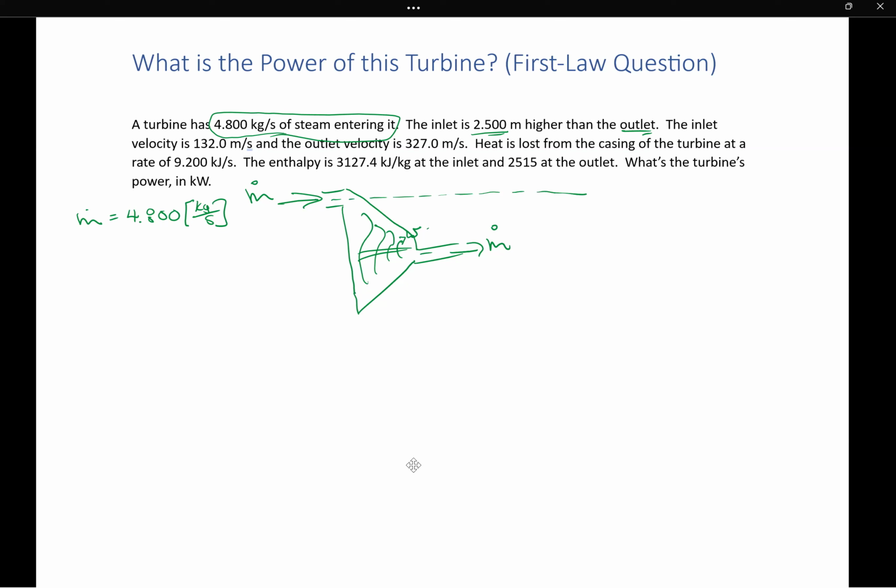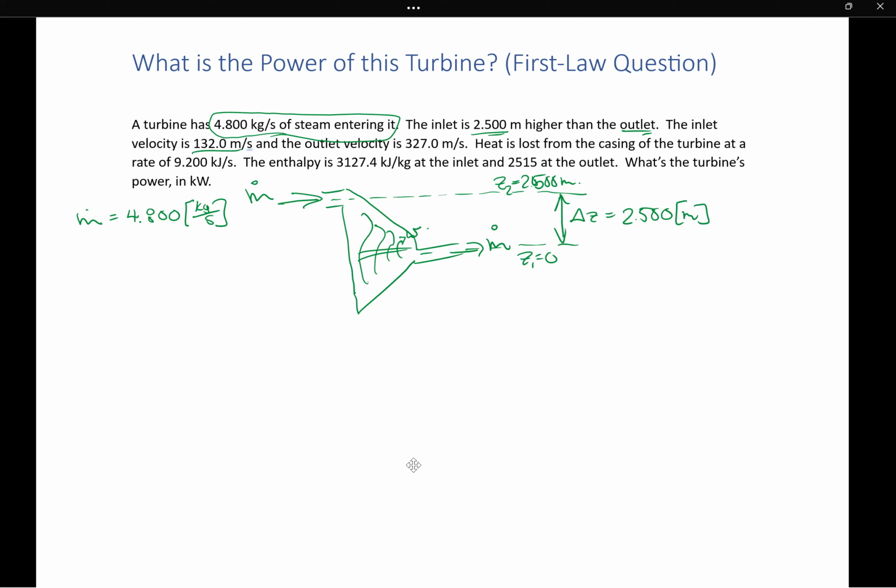The inlet is 2.5 meters higher than the outlet. That tells me there is some potential energy in that fluid, a little bit of potential energy. For the equations, you can say Z1 equals 0 and Z2 equals 2.500 meters. But basically delta Z, the distance, is 2.500 meters.